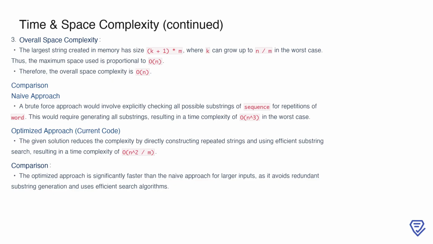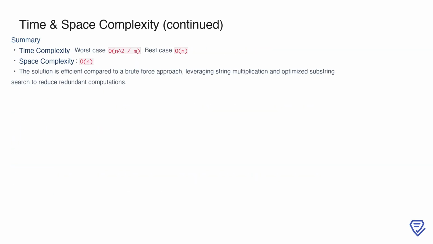In contrast, the optimized approach avoids this inefficiency by directly constructing repeated strings and using efficient substring search algorithms. This reduces the time complexity significantly, making the solution much more practical for larger inputs. To summarize, the optimized solution for the maximum repeating substring problem has a worst-case time complexity of O(n²/m) and a best-case time complexity of O(n).